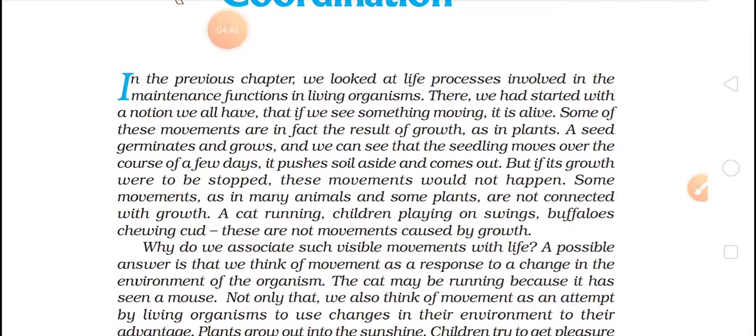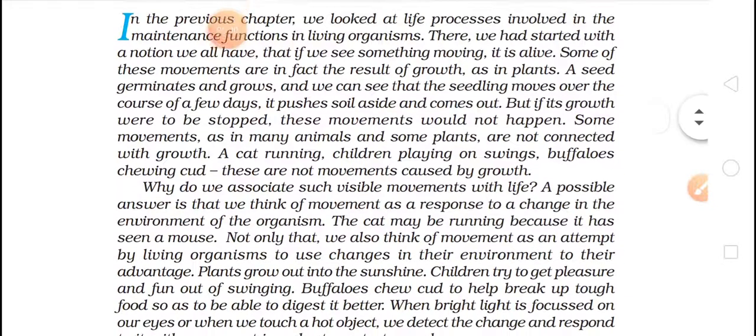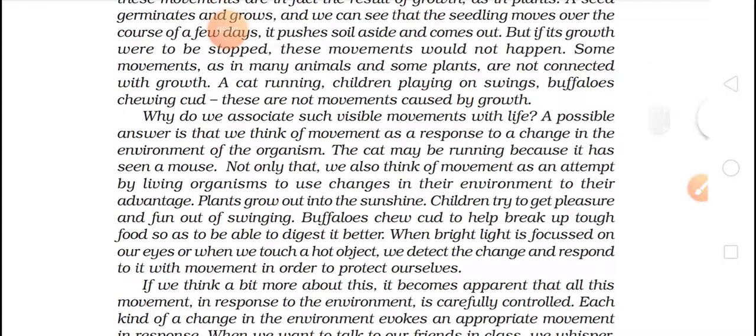Why do we associate such visible movement with life? A possible answer is that we think of movement as a response to a change in the environment of the organism. The cat may be running because it has seen a mouse. So why was the cat running? Maybe because it just saw a mouse.